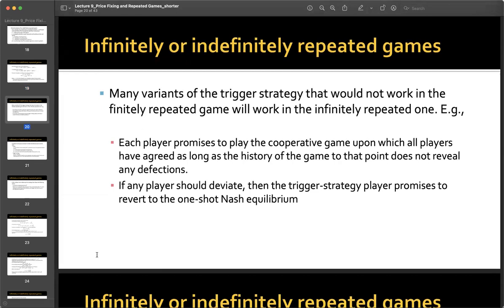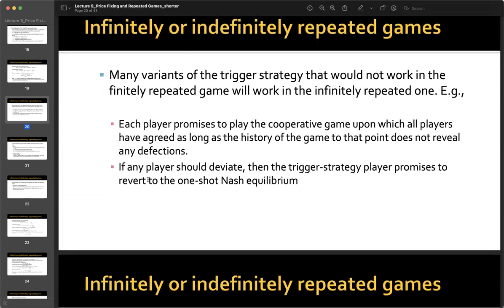So let's think about some trigger strategies. Okay. So we are playing this infinite game, and a trigger strategy is when something happens that's a trigger, that something is a trigger, then the play will change. Okay, then the actions or the strategies will change. So it says here that there are many variants of the trigger strategy that would not work in the finitely repeated game. Again, we discussed that the finitely repeated game is essentially a one period game repeated n times. But in this one, let's think about this trigger strategy.